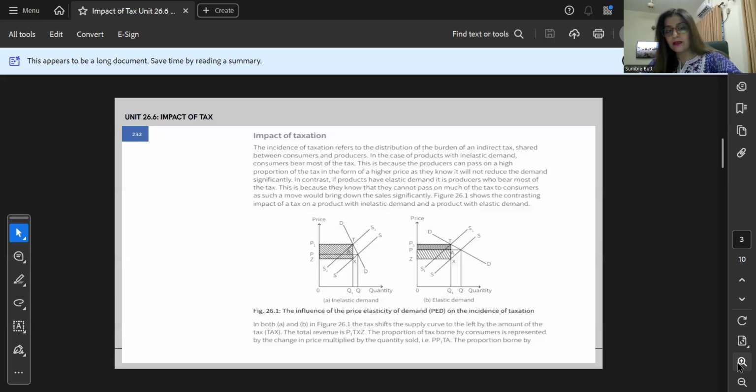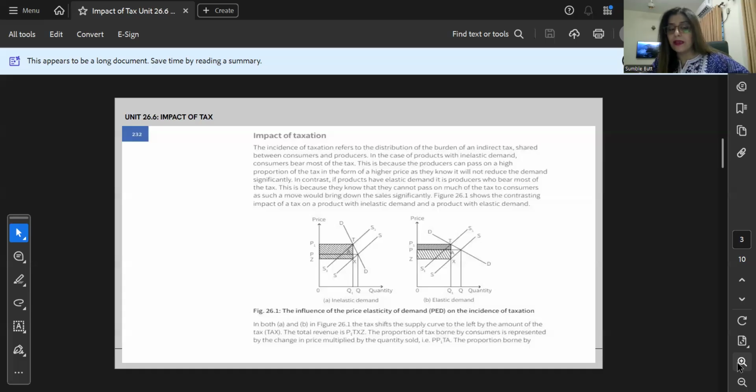In contrast, if the products have elastic demand, it's the producers who bear most of the tax burden. This is because they know that they cannot pass on much of the tax to consumers, as such a move would bring down the sales significantly. Figure 26.1 shows the contrasting impact of a tax on a product with inelastic demand and another product with elastic demand.